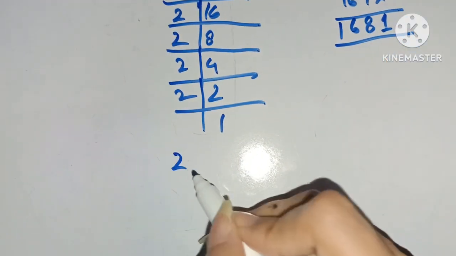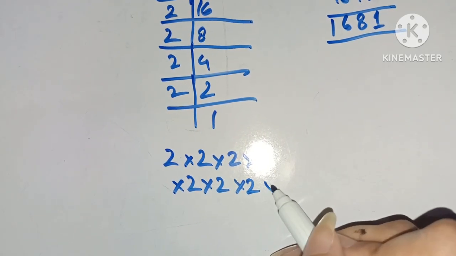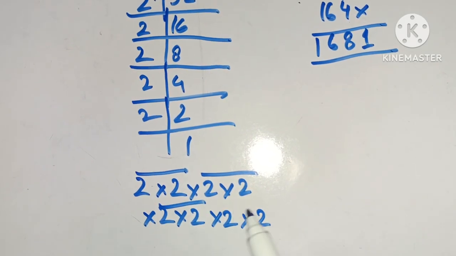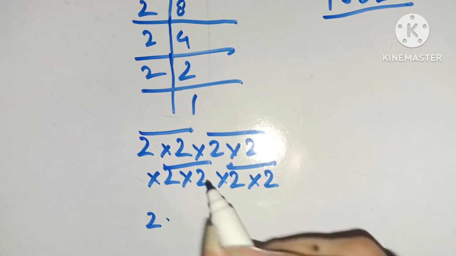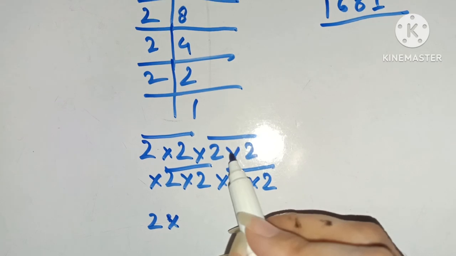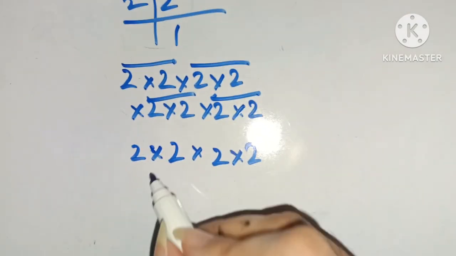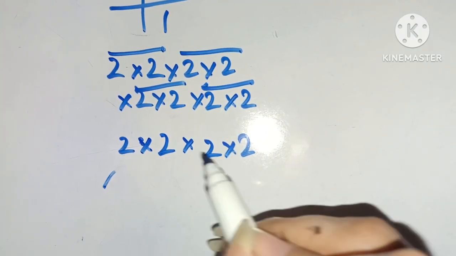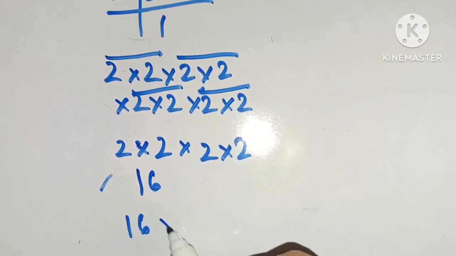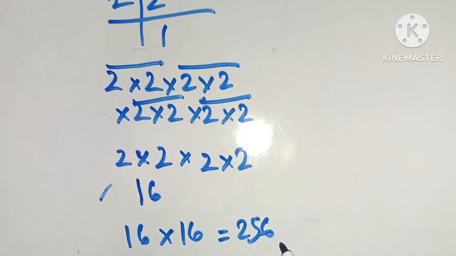So we can write a list down here: 2 multiplied by 2 multiplied by 2, eight times in total. Now we can make pairs like this and write each pair only once. We have four pairs, so we write 2 one time from each pair. When you multiply, 2 multiplied by 2 is 4, 4 multiplied by 2 is 8, and 8 multiplied by 2 is 16. So 16 is the perfect square root of 256, which means when you multiply 16 twice you get 256.